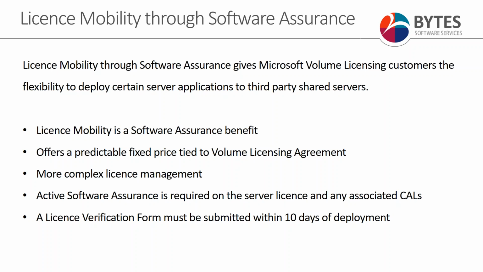This benefit allows you to reassign licenses that you've purchased to the public cloud, so Azure, AWS or even third-party data centers. Without software assurance, you can assign it to a third-party data center or AWS, but it has to be on dedicated instances, so the actual hardware has to be dedicated to you as well.